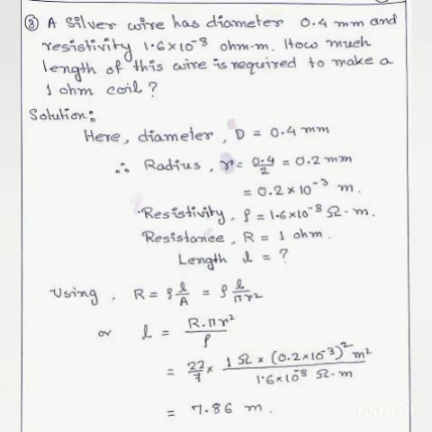So we know R equals rho L by A, or rho L by pi r square. Therefore length L equals pi r square into R by rho. Just substitute all the values of pi, that is 22 by 7, resistance, that is 1 ohm, radius, that is 0.2 × 10^-3, and resistivity 1.6 × 10^-8. So just substitute all the values. The length we will get is 7.86 meter.